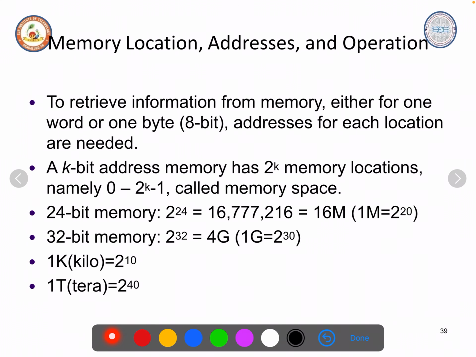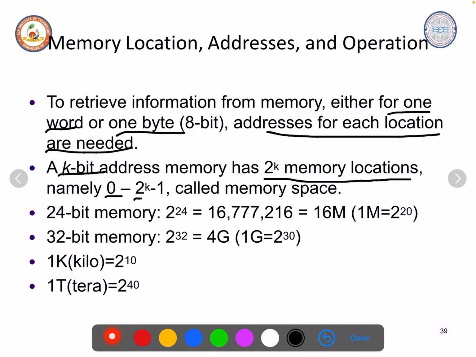As I already told you, to retrieve information from memory, either one word or one byte, you need the address of each and every location. Without an address I can't fetch the data, or write data into the memory location. Suppose I have a k-bit address memory, it means you have 2 power k memory locations, or if it starts with 0, up to 2 power k minus 1.